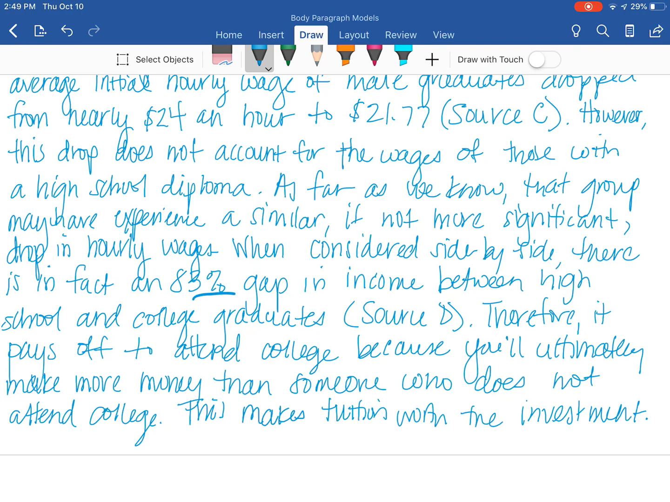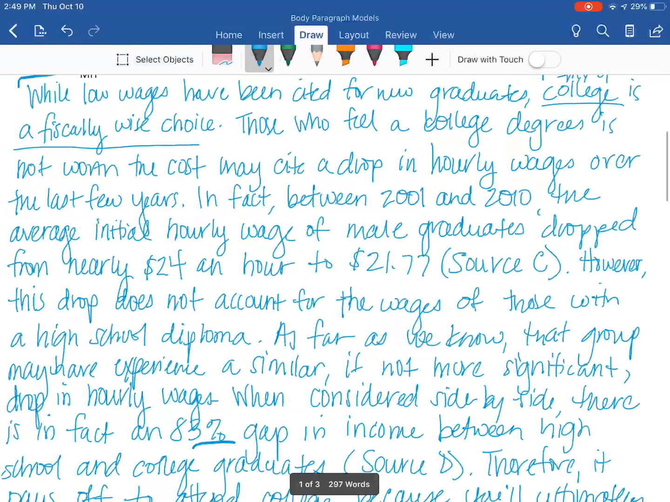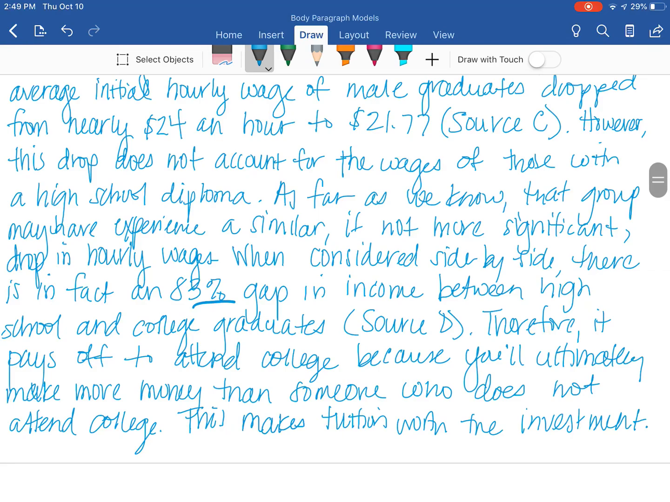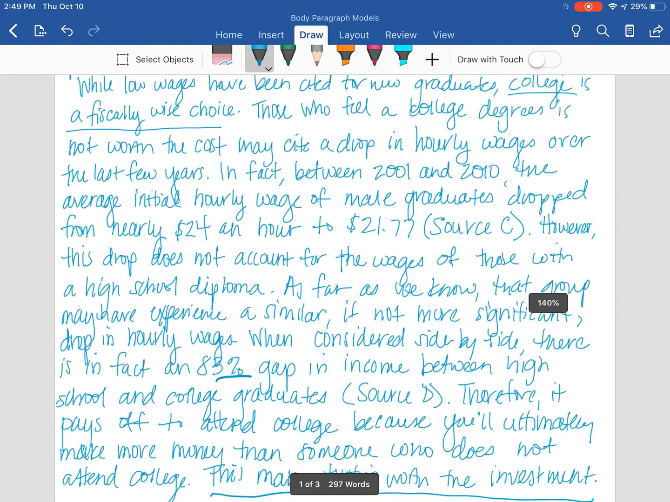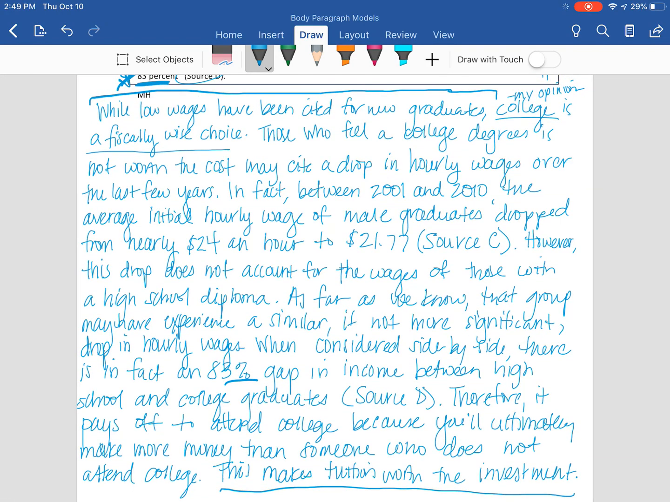All right, so there's kind of my commentary. It's kind of a quick commentary at the end there, but it does do a couple things. I summarized why this evidence matters, so I explained that you're ultimately going to make more, which is proven by this 83% gap. And then I also, in this last sentence here, connected back to my thesis, which is that college is worth the money. So this is my overall argument.